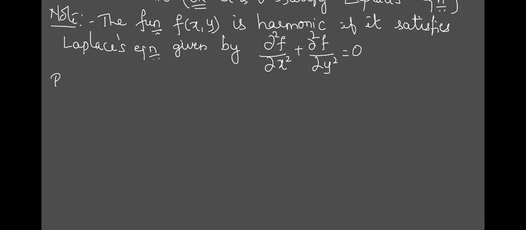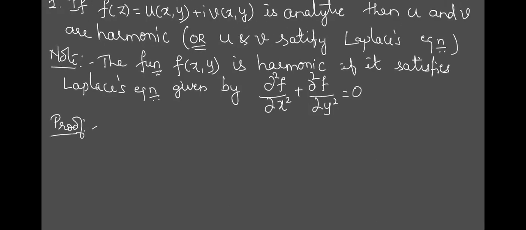Let us now prove it. Just see, what is given here? That if the function is analytic, what we have to prove? If f of z is analytic, we have to prove that u and v are harmonic. So we have to show that u satisfies this equation, meaning instead of f here, you should have u. Similarly, instead of f, you should have v. Both equations should be satisfied, isn't it? So we are going to prove it.